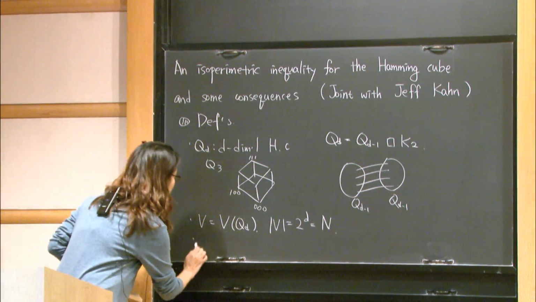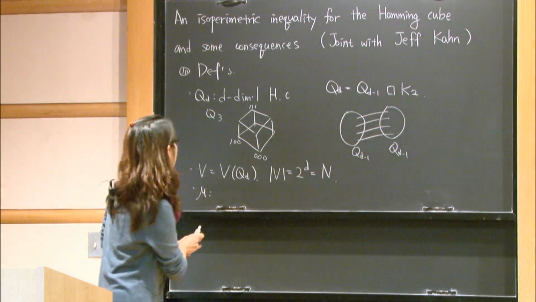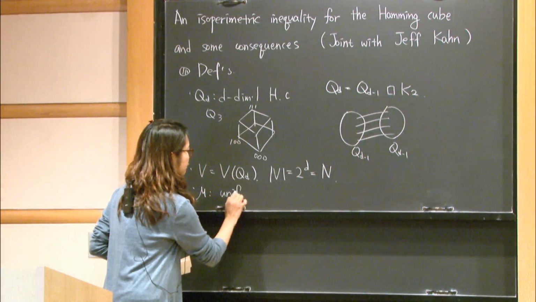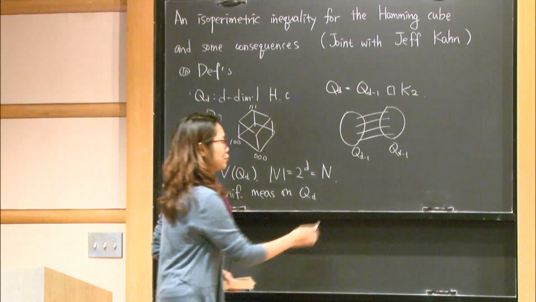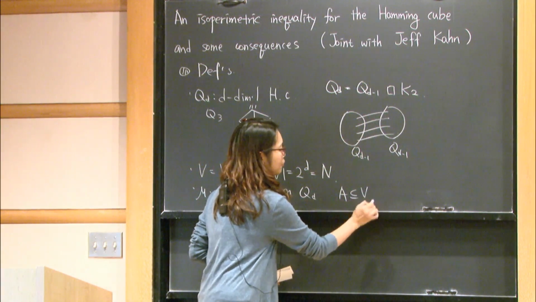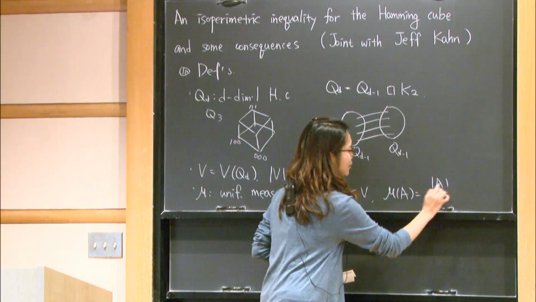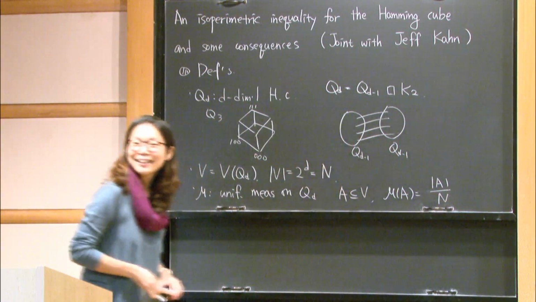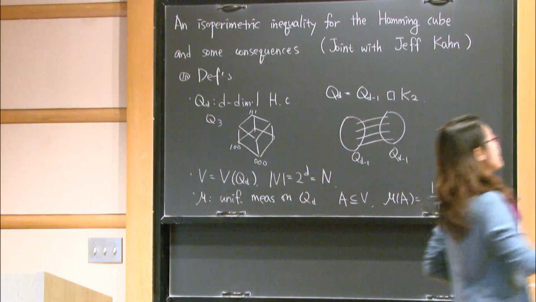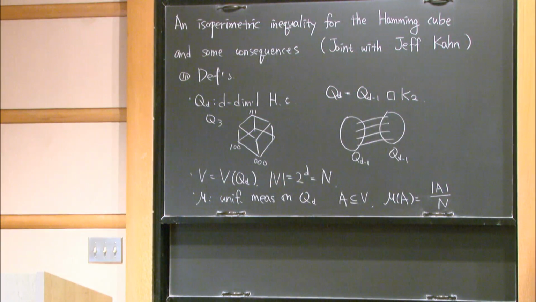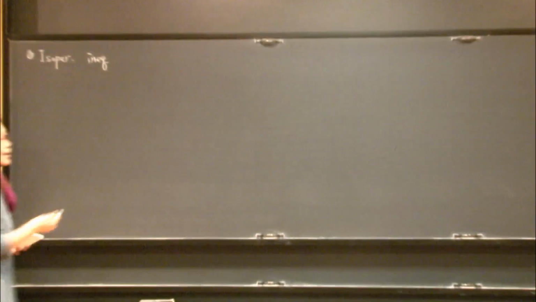And finally, we use mu for the uniform measure on Q_d. So if A is a subset of V, then mu of A is just the cardinality of A divided by big N. Okay? So nothing complicated. And so this talk is about some isoperimetric inequalities, meaning something like this.